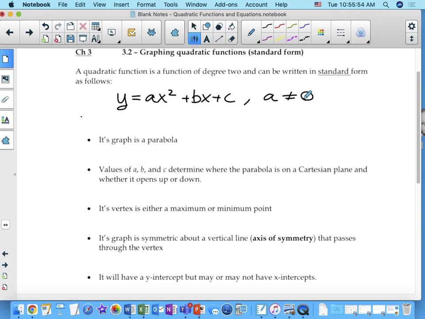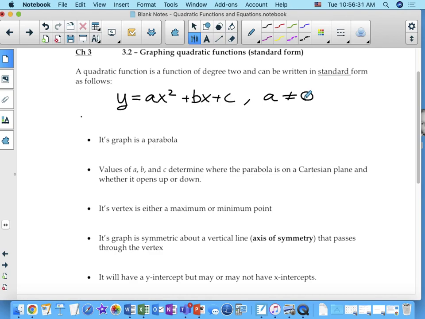Okay, and this is called standard form. So standard form is sort of where everything's expanded out. There's no brackets. All like terms have been collected. And every quadratic function will take this form. Okay? The only condition is that the value of a can't be 0, because if a was 0, then again, the x squared term would disappear. Then we just have a linear function. Okay?